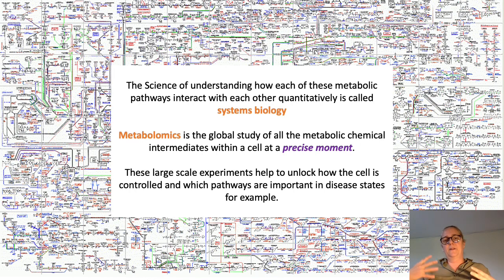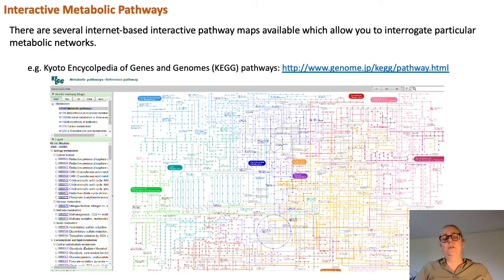So the science behind understanding how each of these metabolic pathways interact with each other is quantitatively called systems biology. And metabolomics is essentially the global study of those metabolic chemical intermediates within the cell at a precise moment. And these large-scale experiments help to unlock how the cell is controlled and which pathways are important in disease states, for example.